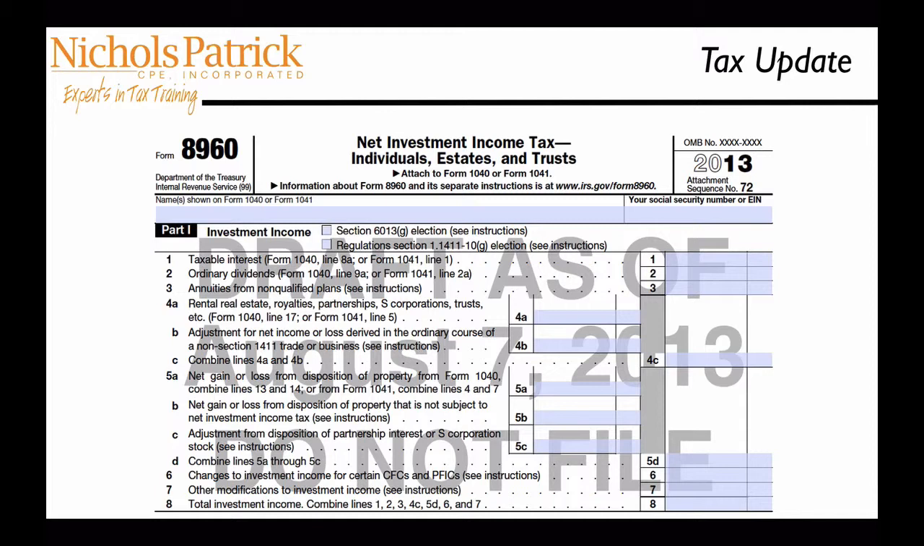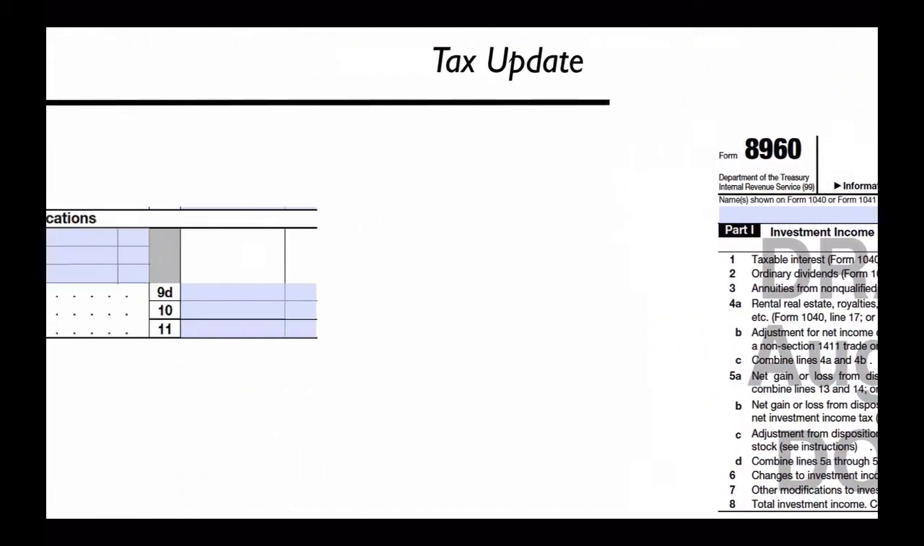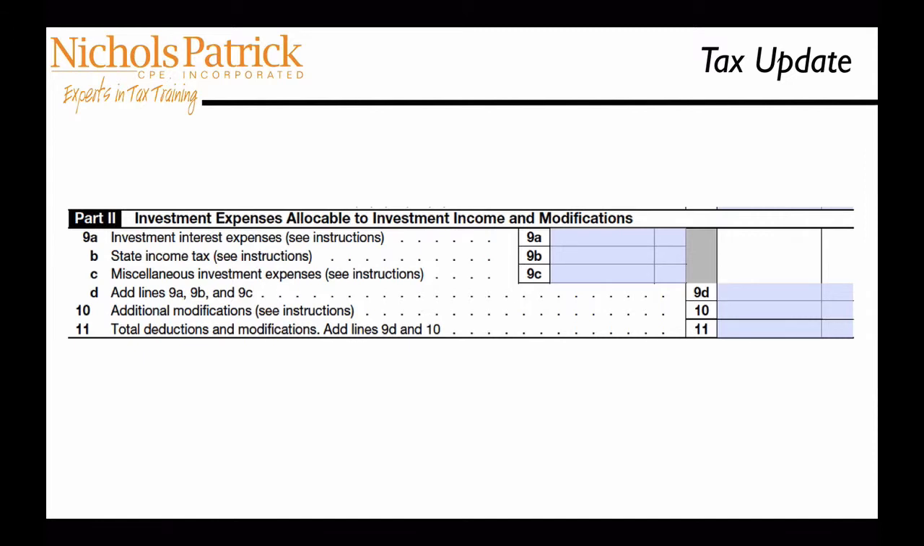Those, again, the temporary regulations describe that computation. Line 7 allows for other modifications to be made, unusual cases. And line 8 gives us the total investment income. This is before any expenses. Part 2 gives us the allowed investment expenses. This includes investment interest expense on line 9A, as well as line 9B and 9C, state income tax.